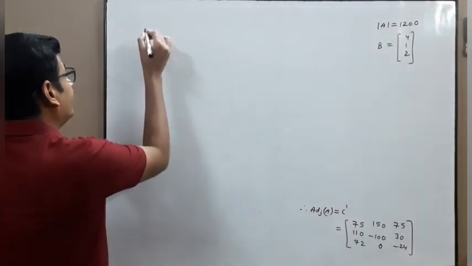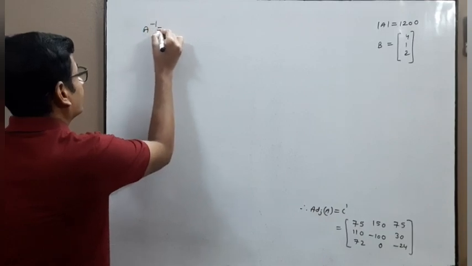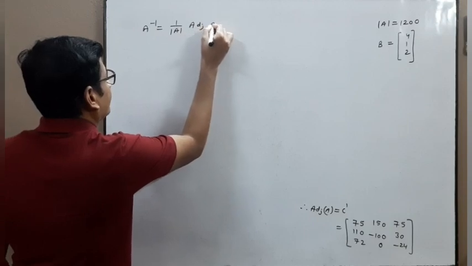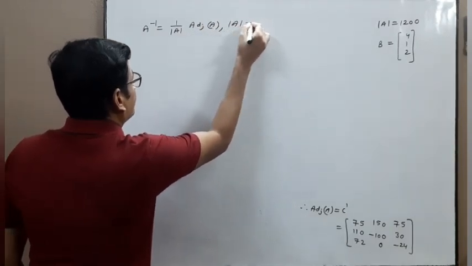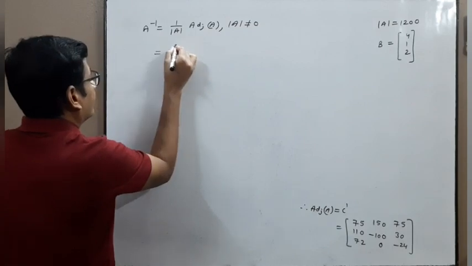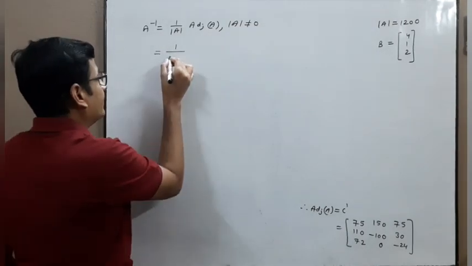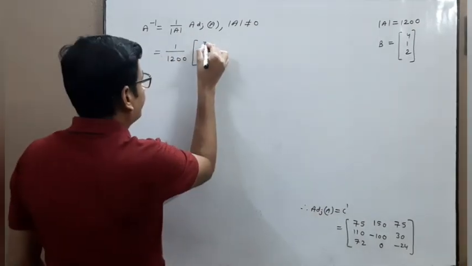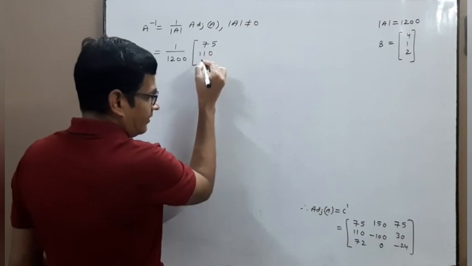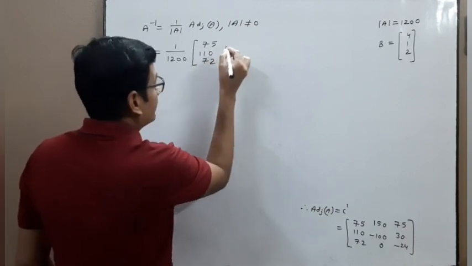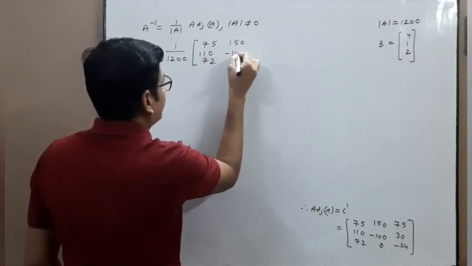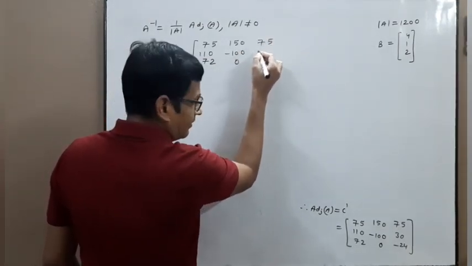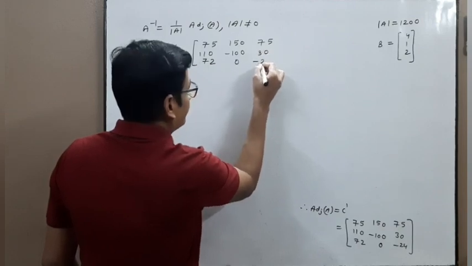Next step, A inverse is equal to 1 upon determinant A into adjoint A, where determinant A is not equal to 0. So 1 upon determinant A, 1200, and adjoint A: 75, 110, 72; 150, minus 100, 0; 75, 30, minus 24.